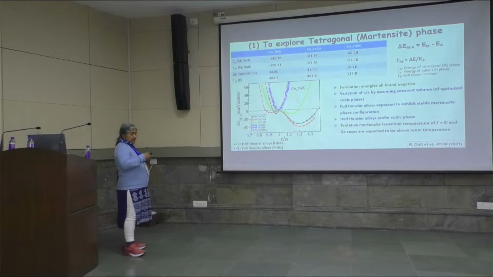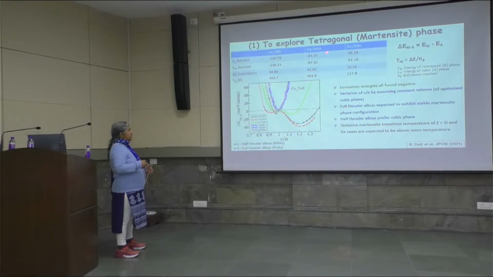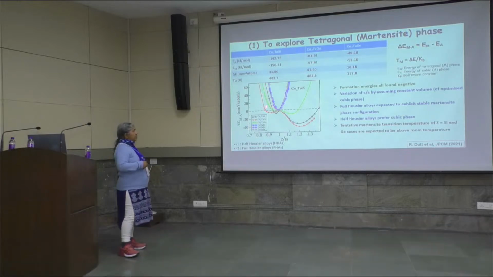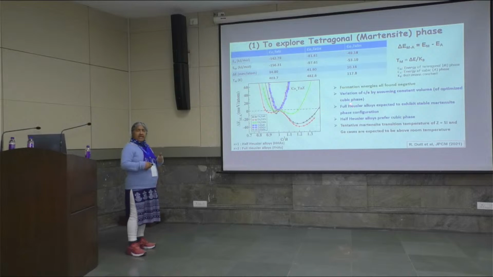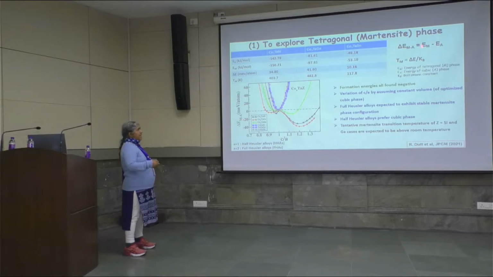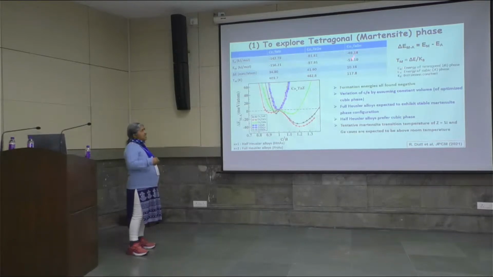Just for completeness' sake, I will explain the first two points. First is the tetragonal martensite phase. We start with the cubic structure and vary the c/a ratio, keeping the volume constant, because the martensite transition is known as a volume-conserving transition. So we optimize the value of a, then we vary c/a keeping that volume constant. Then we plot the energy difference between the M phase and the A phase, and we calculate our tentative Tm value, that is, the transition temperature value. This is a crude approximation just to get a trend.